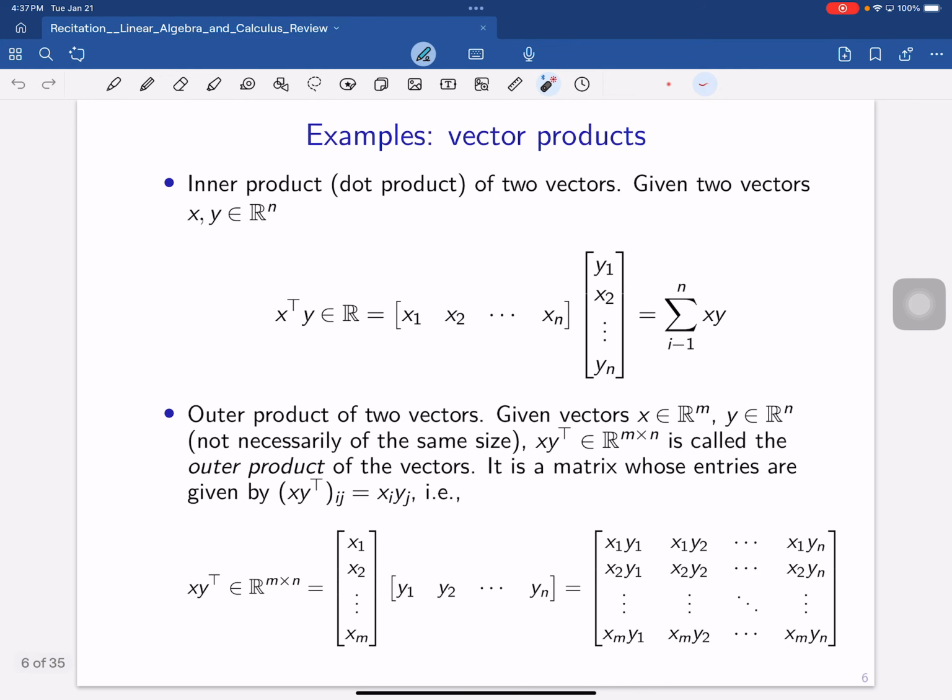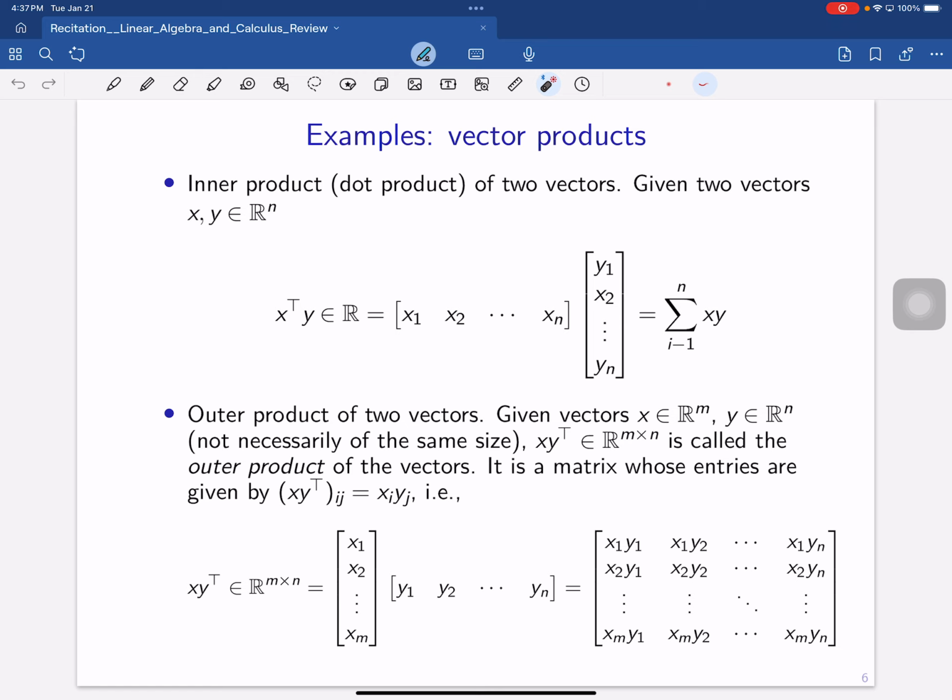Okay, then let's give some examples of matrix multiplications. Perhaps the simplest example of matrix multiplication is one vector multiplied by another vector. If you calculate x transpose y, this is called the inner product of two vectors. A quick question to the audience: what is the geometric meaning of the inner product?